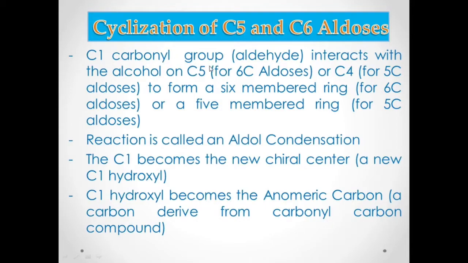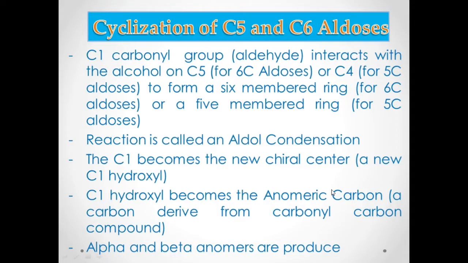Since carbon number 1 contains the carbonyl group, then after aldol condensation, there is what we call the derivative of that carbonyl carbon compound. Because it produced a new chiral center, which contains the hydroxyl, your C1 becomes the anomeric carbon. Now let's have an example.